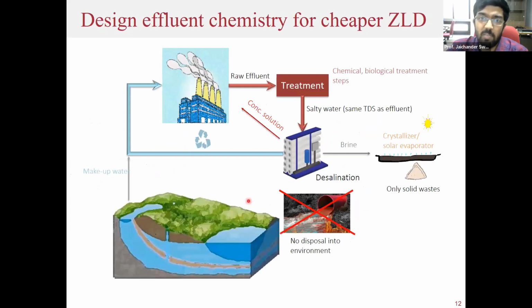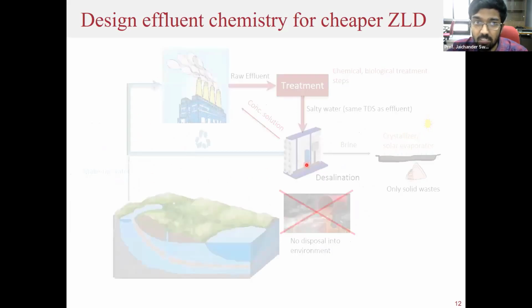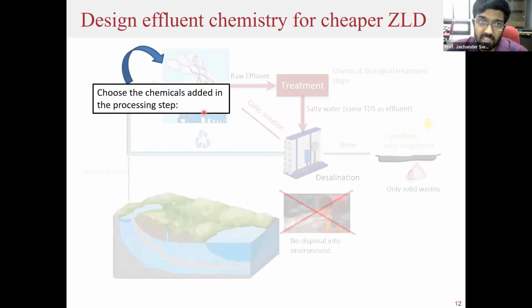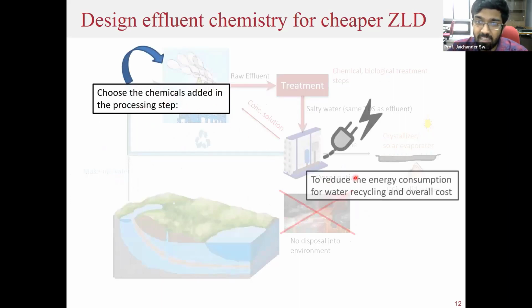So broadly speaking, what we want to do is, in an industrial zero liquid discharge kind of framework, where there's a small amount of makeup water that is taken up from a natural resource, but ideally most of the water is recycled within the industry through desalination. We want to change or choose the chemicals added in the processing step to reduce the specific energy consumption in the desalination and water treatment steps.